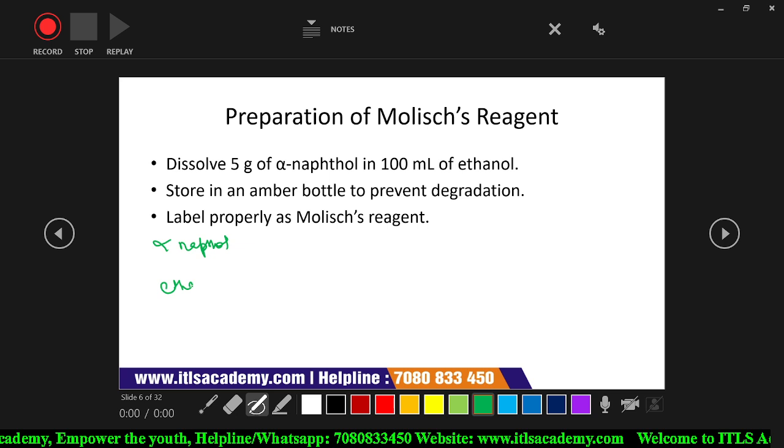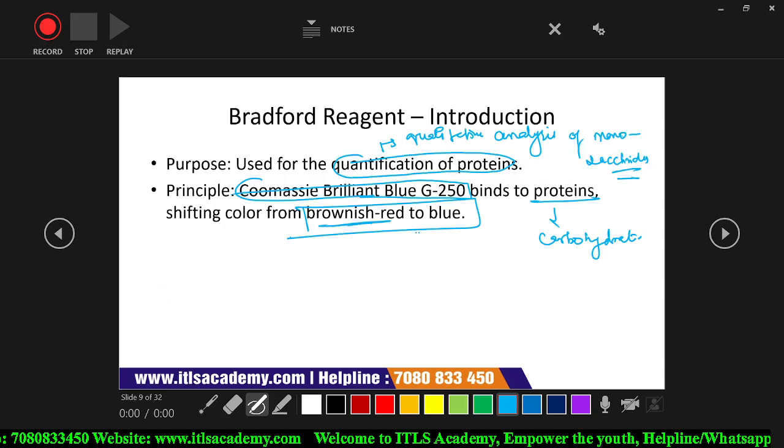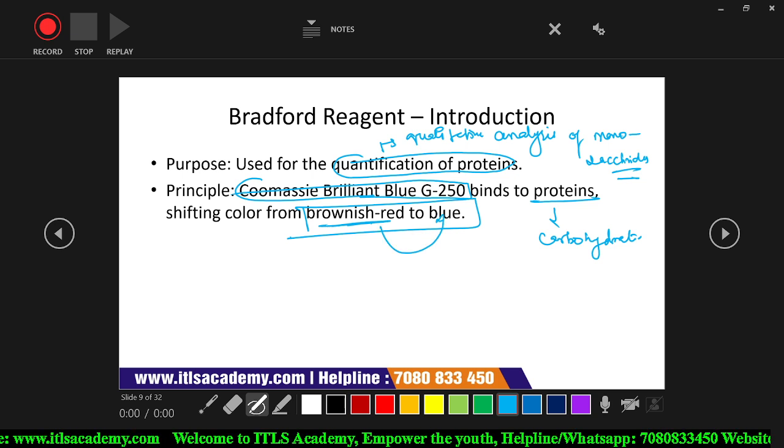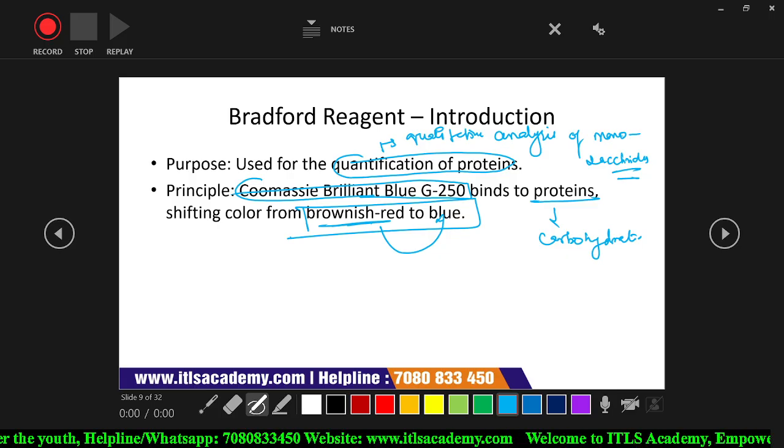that monosaccharide. Here we use a dye that is known as Coomassie Brilliant Blue G250, which binds with proteins or carbohydrates, due to which the brownish red color is shifted to blue. It means that before adding this dye, the color of the solution is brownish red, but when we add the Coomassie Brilliant Blue G250, it binds with the monosaccharides or carbohydrates and turns its color into blue. This is about the Bradford reagent.